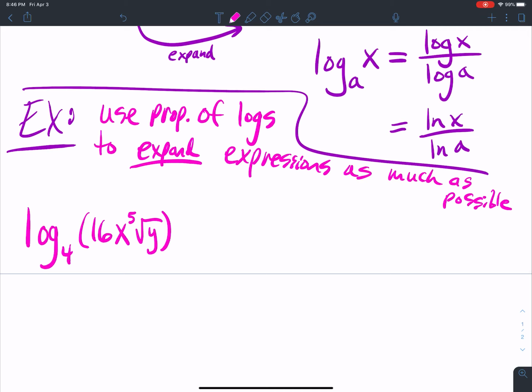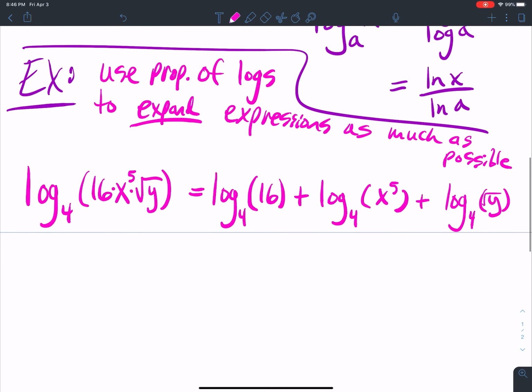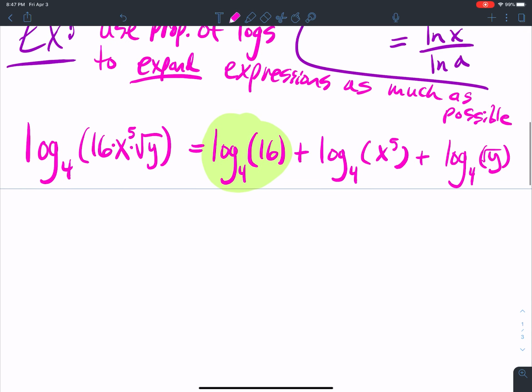All these are getting multiplied together, so this is equal to the log base 4 of 16 plus the log base 4 of x to the 5th plus the log base 4 of the square root of y. Now, what can I do? Can I simplify this first one any? I think so. How do I simplify it?